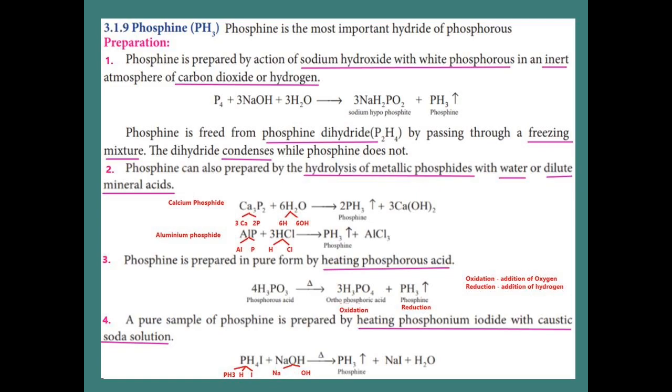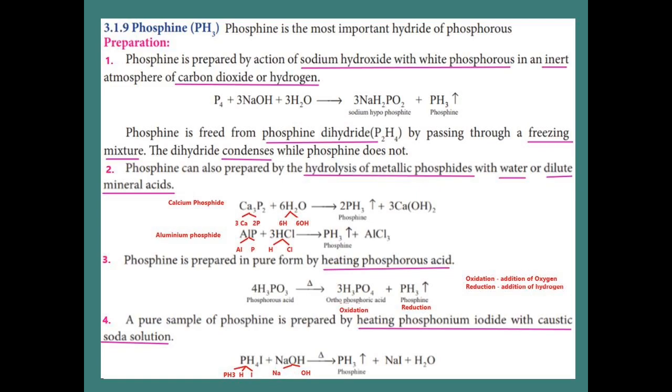We have to remove this phosphine dihydrate and then we have to isolate the phosphine. So the mixture containing the phosphine dihydrate and phosphine is passed through a freezing mixture. The dihydrate condenses, the phosphine does not, so that we can easily isolate the phosphine.